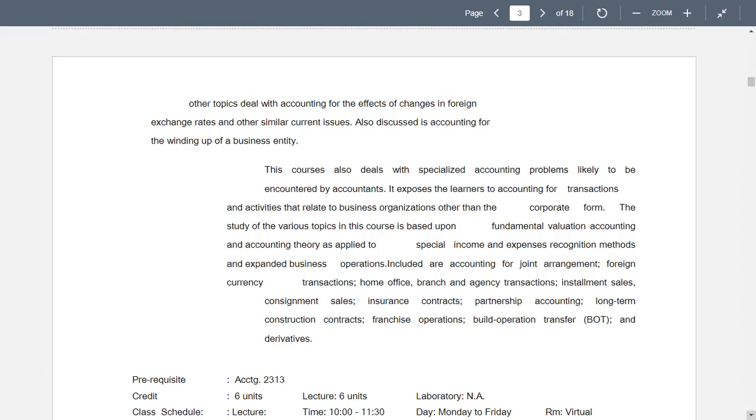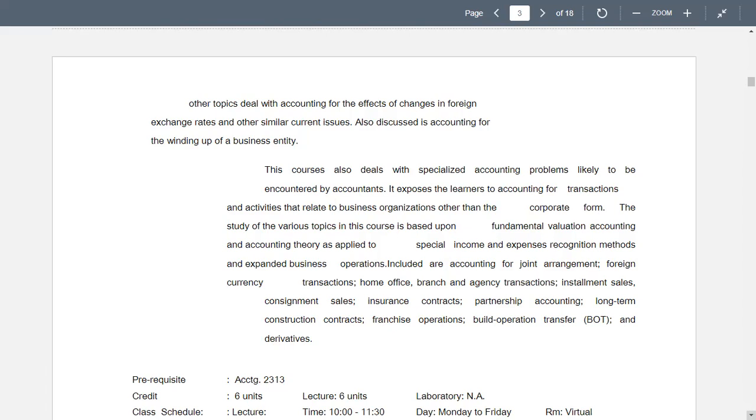However, the last part of Accounting 3123, which will be applicable during the second term, covers what we call special transactions dealing with specialized accounting problems likely to be encountered by accountants. It exposes the learners to accounting for transactions and activities that relate to business organizations other than the corporate form.